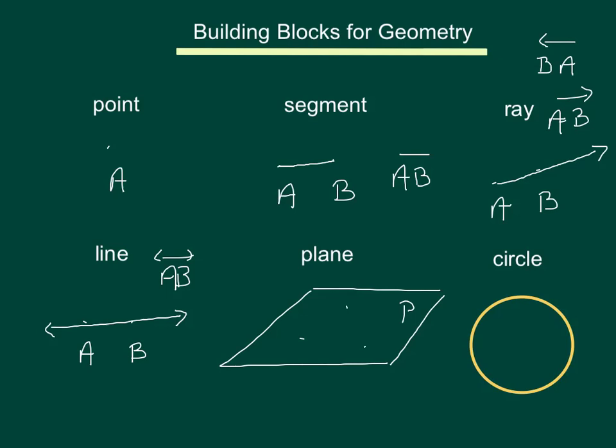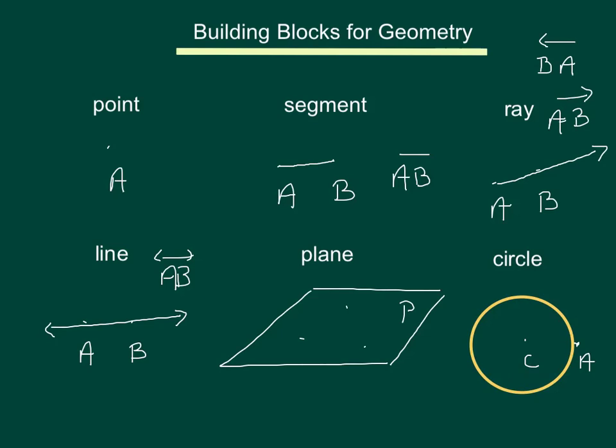And then the final building block we're going to work with this year is a circle. And if we have a point C somewhere on a plane and a point A elsewhere, the circle is the collection of points that are all equally far from C as A is. So that distance gets recreated all the way around in a plane.